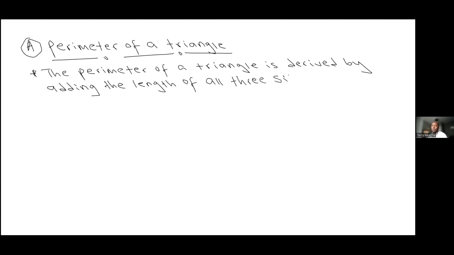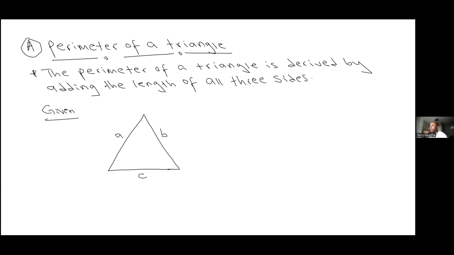Okay, so by adding the length of all three sides. Let's look at this triangle here. Like I said, a triangle is a closed figure. We have this particular triangle. Let's call this side A, this side B, and this side C. Now, how do you find the perimeter?